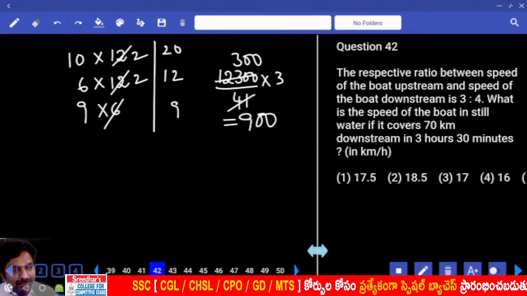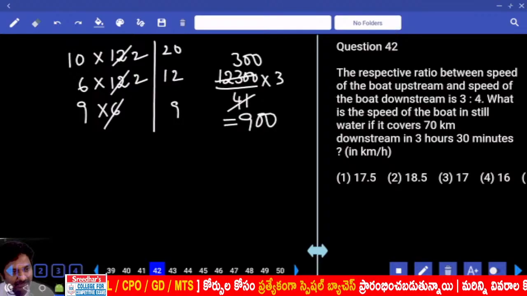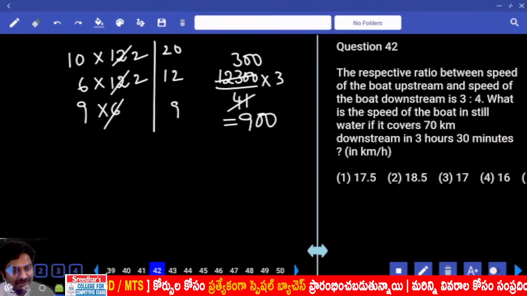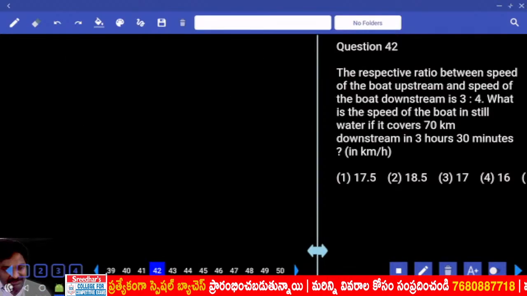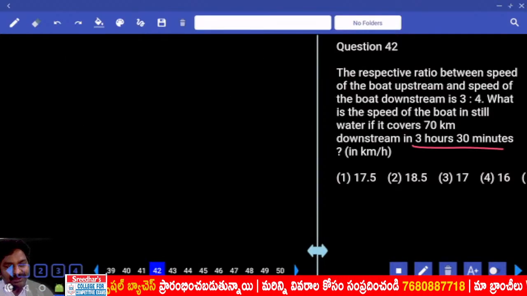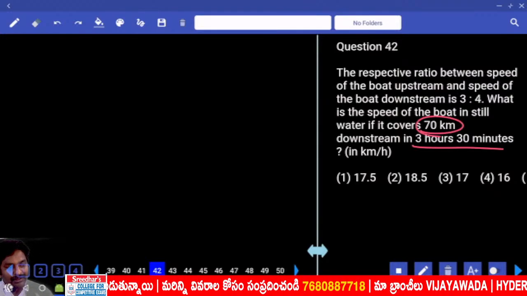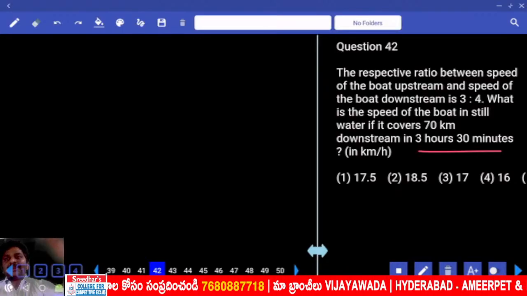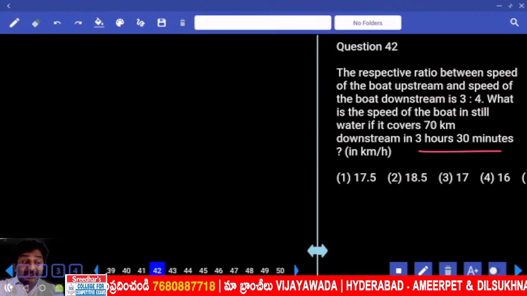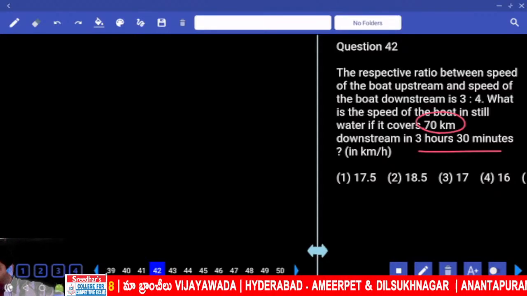The respective ratio between speed of the boat upstream and speed of the boat downstream is 3:4. What is the speed of the boat in still water if it covers 70 kilometers downstream in 3 hours 30 minutes? In 3.5 hours, how many kilometers covered? If you take double the time, 3.5 hours double, in 7 hours, how many kilometers will be covered? 140.